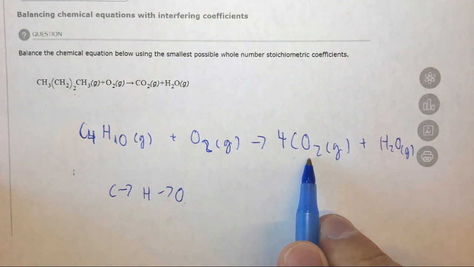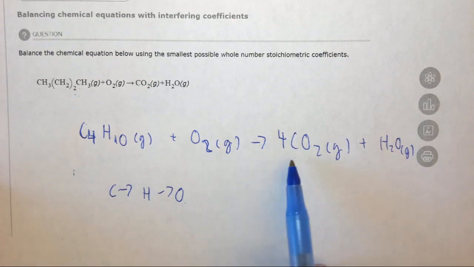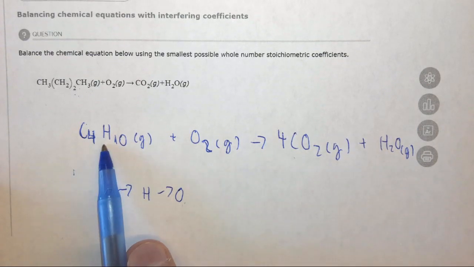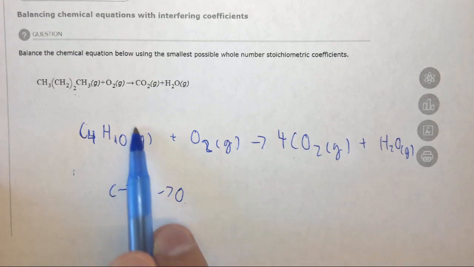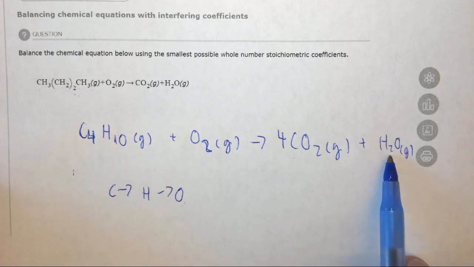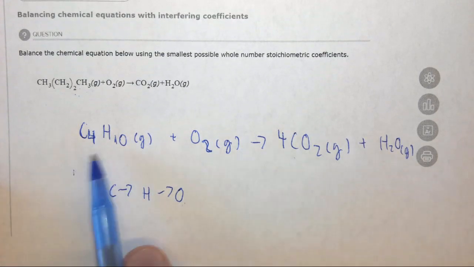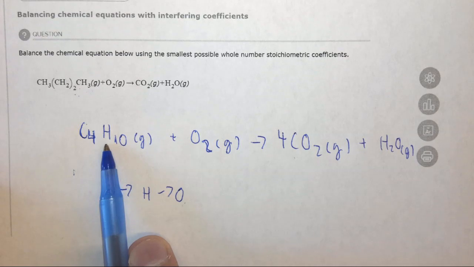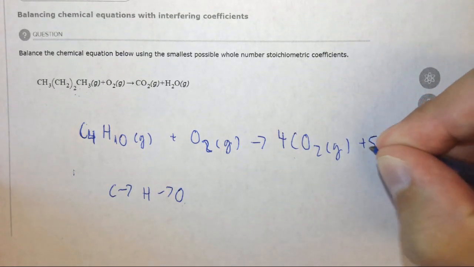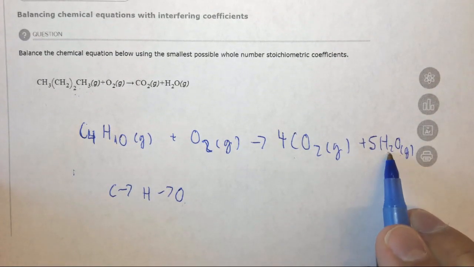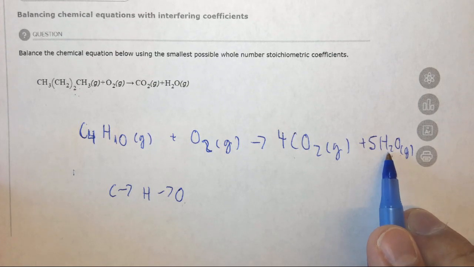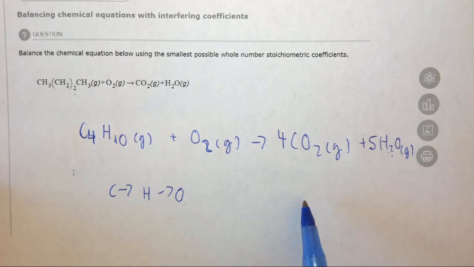Remember that balancing is a guess and check method, so this may not be right. However, it's my first best guess. Here I have H10. When I have H10, all of my hydrogen goes into water in a combustion reaction. So if I have 10 H's over here, I must have 5 waters because each water contains 2 hydrogens. And again, this is just my first best guess.